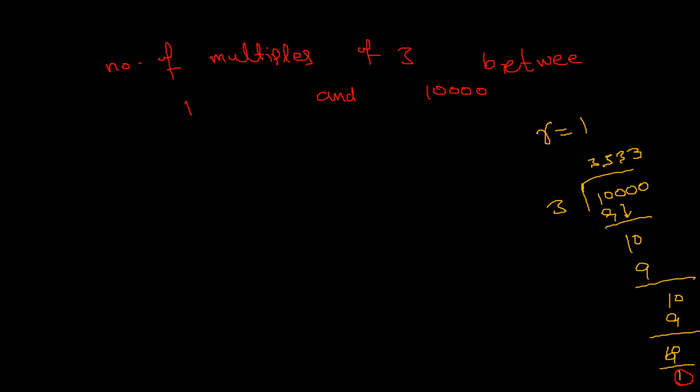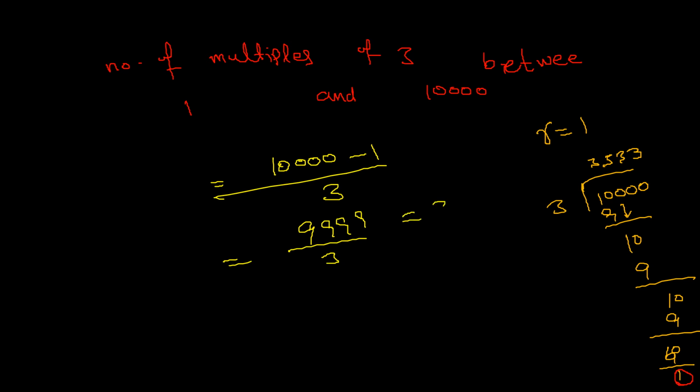So now we know n, r and L, so the number of multiples will be equal to (10,000 minus 1) over 3, which is 9999 over 3, which equals 3333. So these are the number of multiples of 3 between 1 and 10,000.